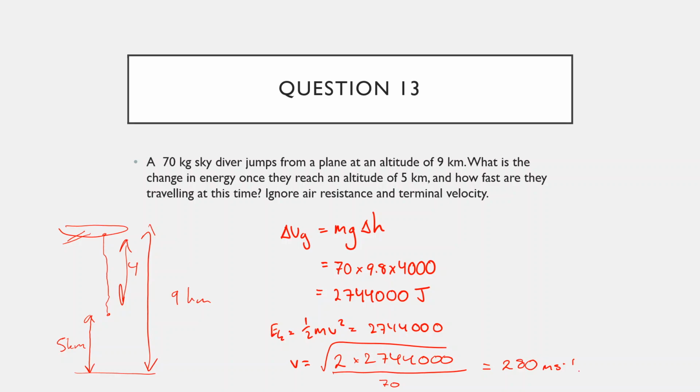Now that seems super fast, but you've got to remember we're ignoring air resistance and terminal velocity, so we're in perfect physics land for this question. Okay, so there you go. We can calculate a final velocity if we know what the change in gravitational potential energy is. Pretty straightforward. We just equate the loss of gravitational potential energy with a gain in kinetic energy, and then just use the kinetic energy formula to work out velocity. Cool.